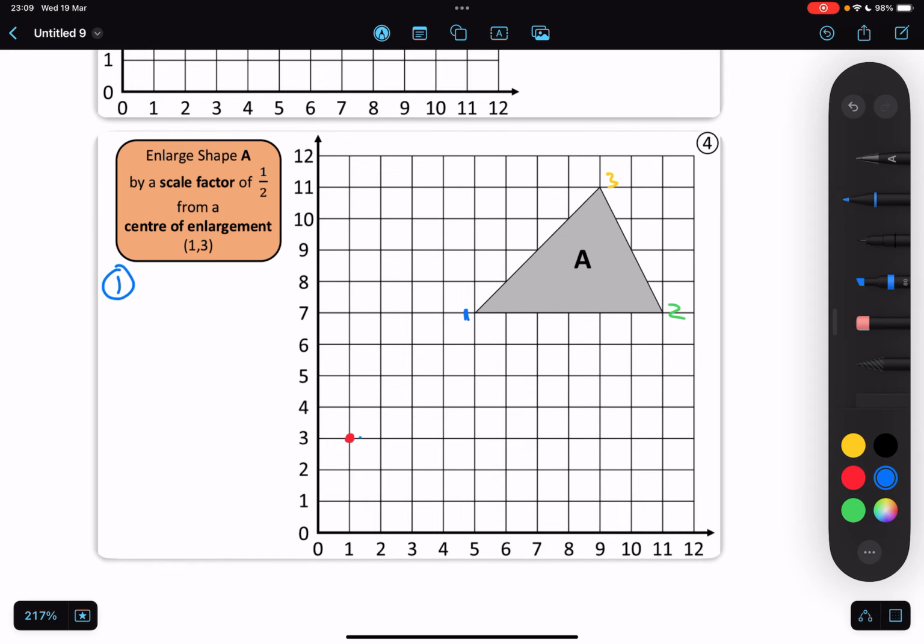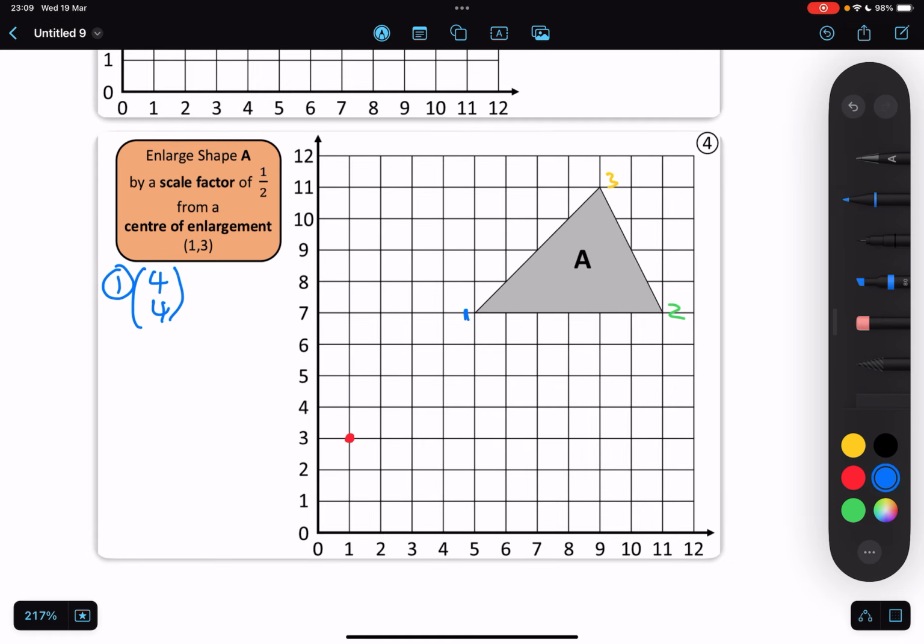So to get to point number 1, it's going to be 1, 2, 3, 4 to the right, 1, 2, 3, 4 up. So 4 to the right, 4 up. So we'll go 4 to the right and we'll go 4 up. So that is the column vector.